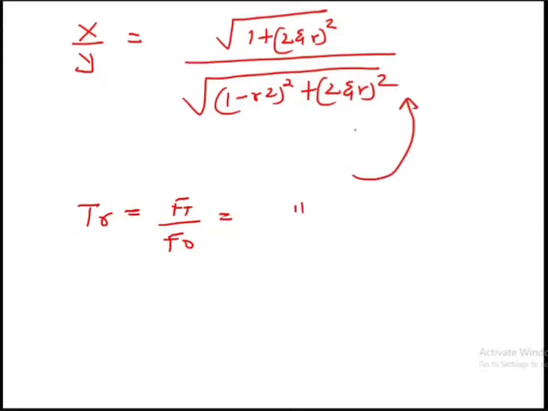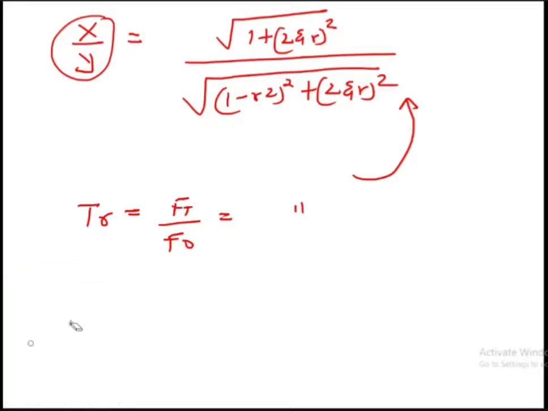Okay. So the expression that is the ratio TR, that is Ft upon F0, is the same as the ratio of x upon y. And that is why this x upon y is called the displacement transmissibility or motion transmissibility. Okay, I will explain you further. What is this ratio called?